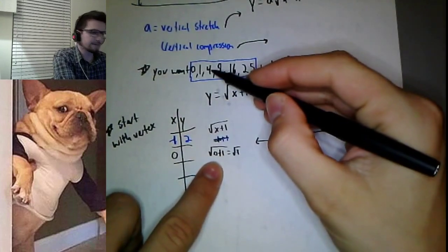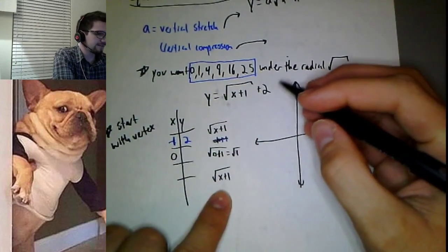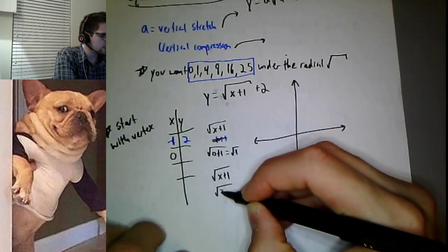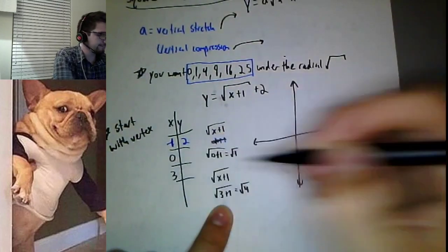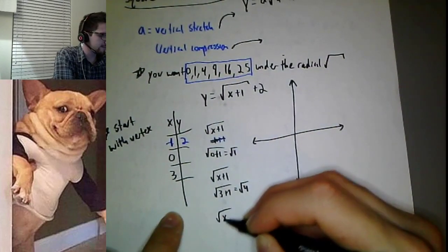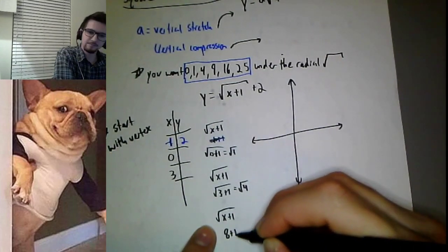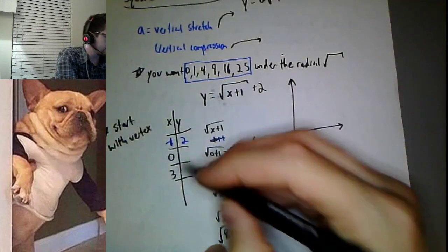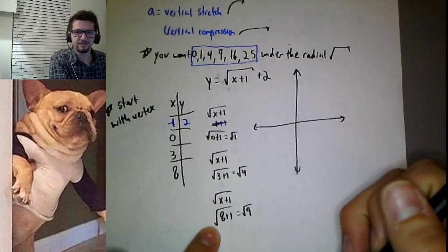Now, how could I get a 4? If I have the square root of x plus 1, how would I find a 4? Well, what plus 1 gives me 4? That would be the square root of 3 plus 1. So 3 is my number. Now, how could I get 9? What plus 1 gives me 9? Well, 8 plus 1 gives me 9. So I'd plug in an 8. We're going to have more practice with these if you're confused.